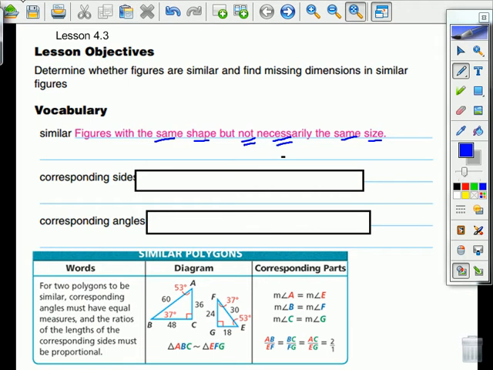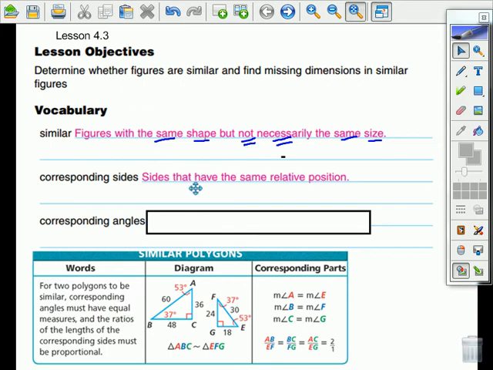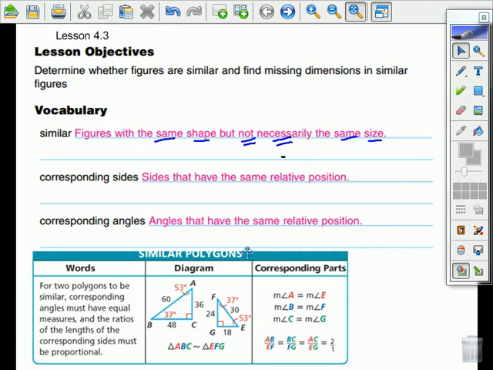Next, we have what are known as corresponding sides, and corresponding sides are sides that have the same relative position. So when you look at the similar shapes, you look at the sides that would match up from those similar shapes. They're in the same relative position, and those are called corresponding. And the same with corresponding angles. They're angles that have the same relative position. You look and see, are they in the same spot from the smaller figure to the larger one?